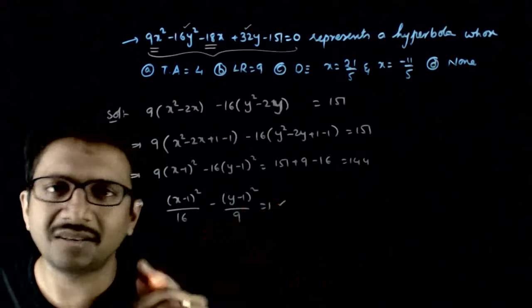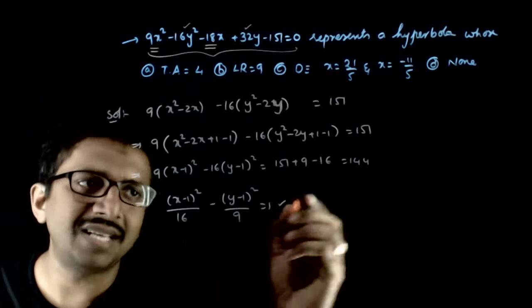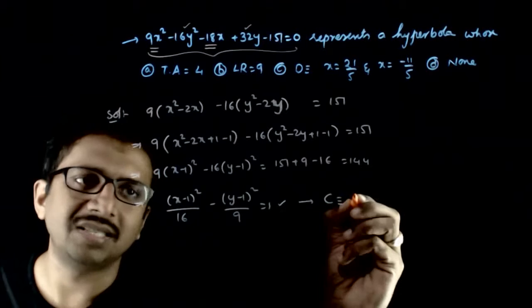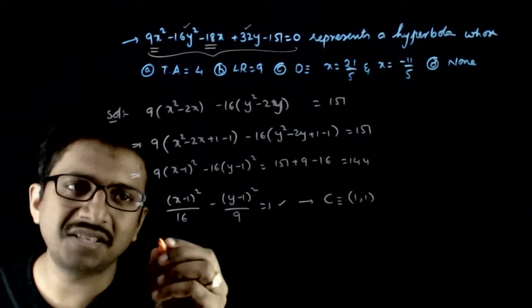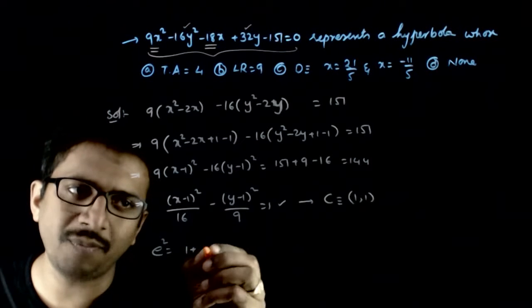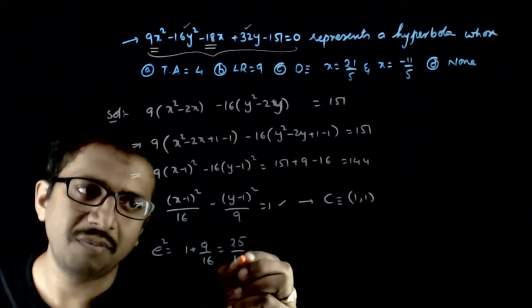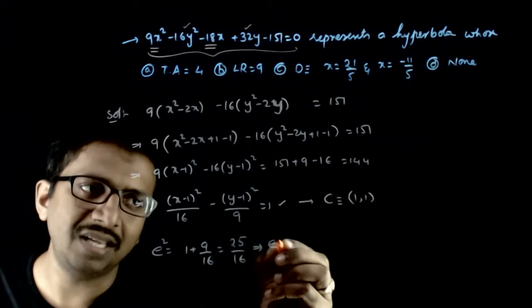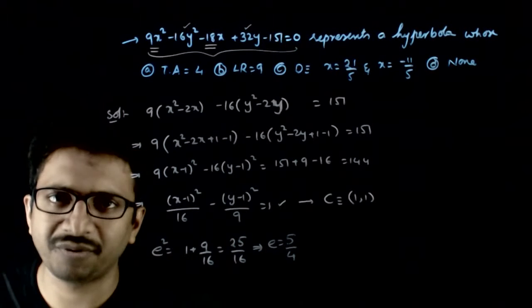Now we can see that this is a hyperbola which is shifted. The center of this hyperbola is nothing but (1, 1). Now what is the eccentricity of this hyperbola? Eccentricity square is equal to 1 plus b square by a square, that is equal to 25 by 16. This implies e is equal to 5 by 4.